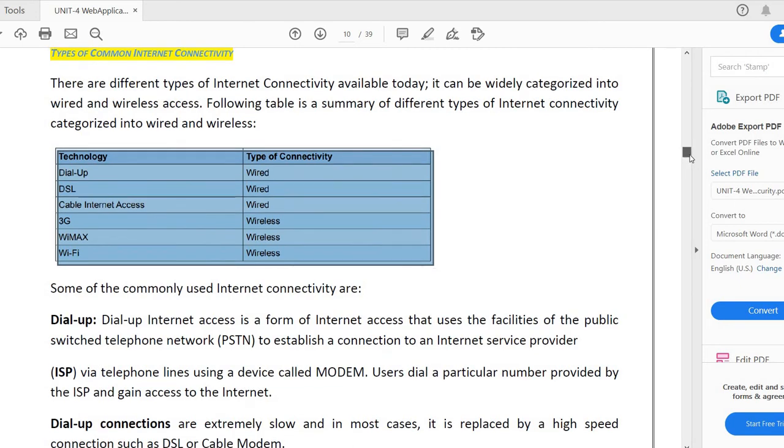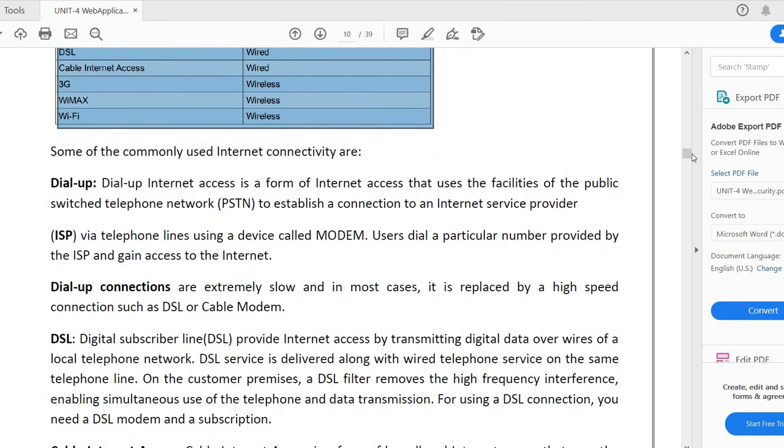First we can discuss what dial-up connectivity is. Dial-up internet access is a form of internet access that basically uses the PSTN. What is PSTN? Public Switched Telephone Network. It directly connects with the telephone network to establish the internet connection. So that is dial-up connection.